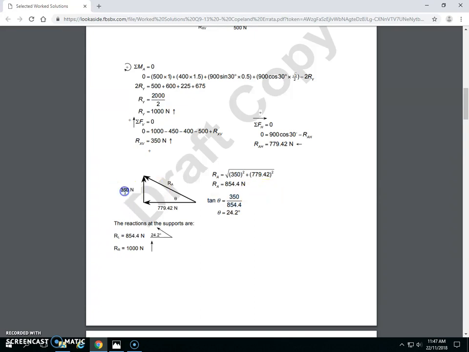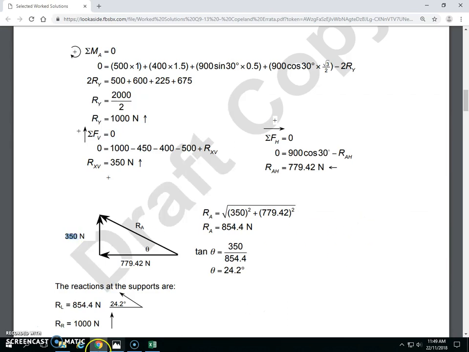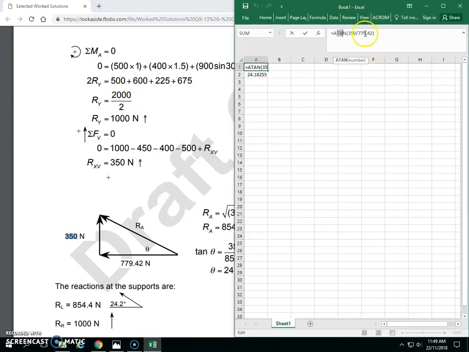So in this case, the opposite is 350 over 779 equals, if you're using the internet or if you're using Excel, you want to use the function atan, right? I'm going to pause. I'm actually demonstrating how to get that answer in Excel. So if all you have as a calculator is Excel, you can type in atan equals the side that's opposite, which is 350, and then the side which is adjacent, which is 779.42. And that answer will give you 42 degrees.